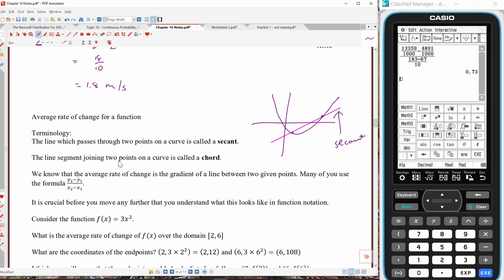The line segment joining 2 points on a curve is called the chord. This thing here, without the ends on it, that's called the chord.